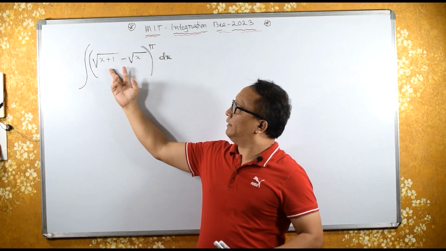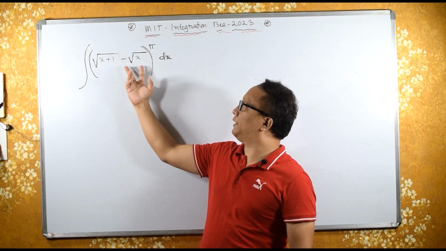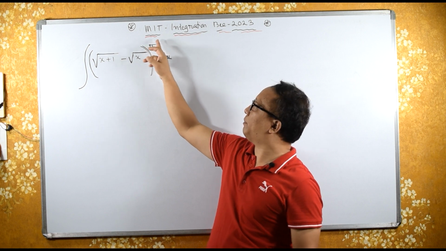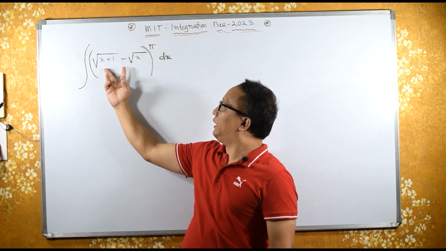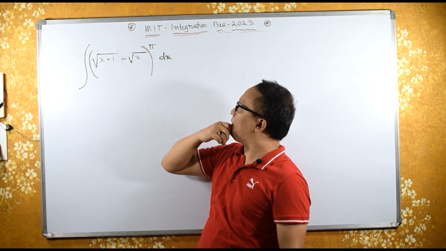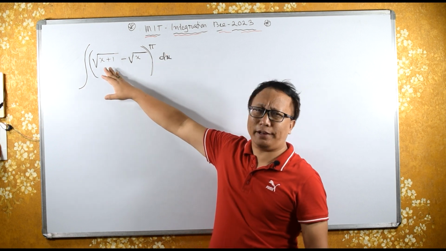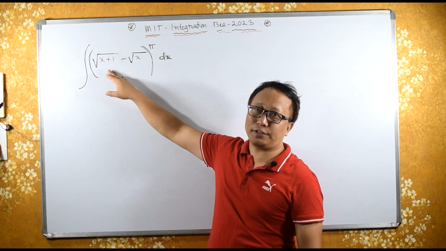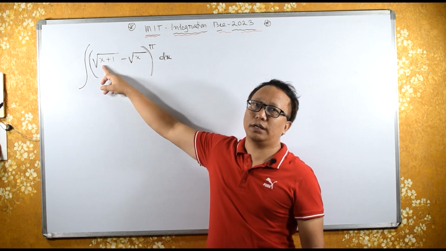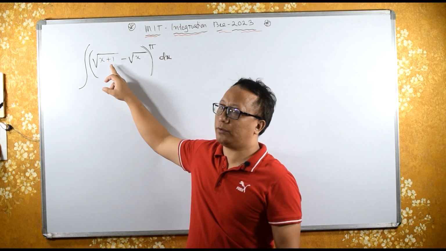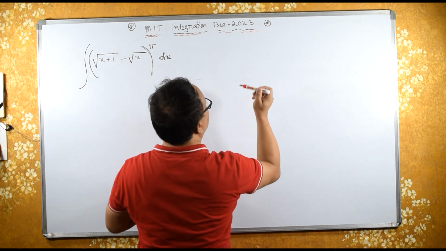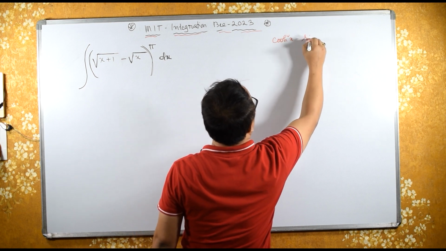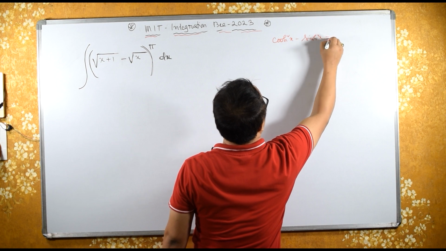Look at this integral. We have an algebraic function over here, and then this is raised to pi. We can do it by rationalizing, but it will be very lengthy. So I will use hyperbolic substitution. I will use x equals sinh square t. Why? Because we know that cosh square x minus sinh square x equals 1.